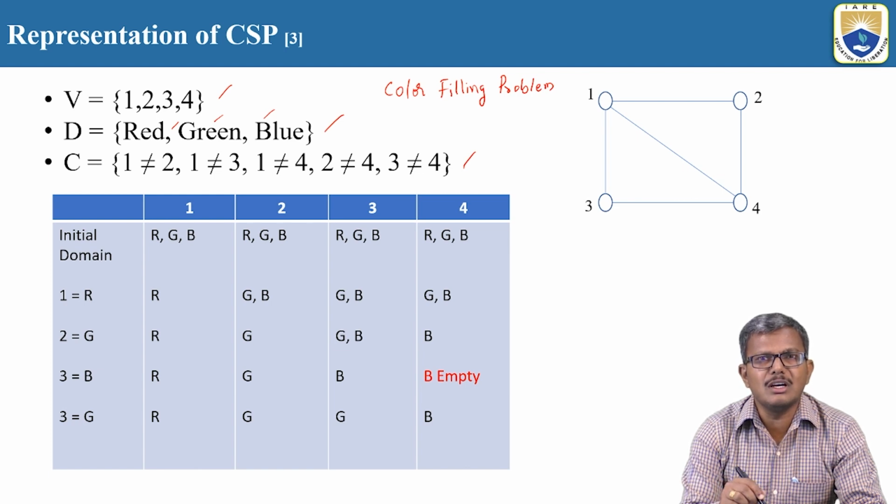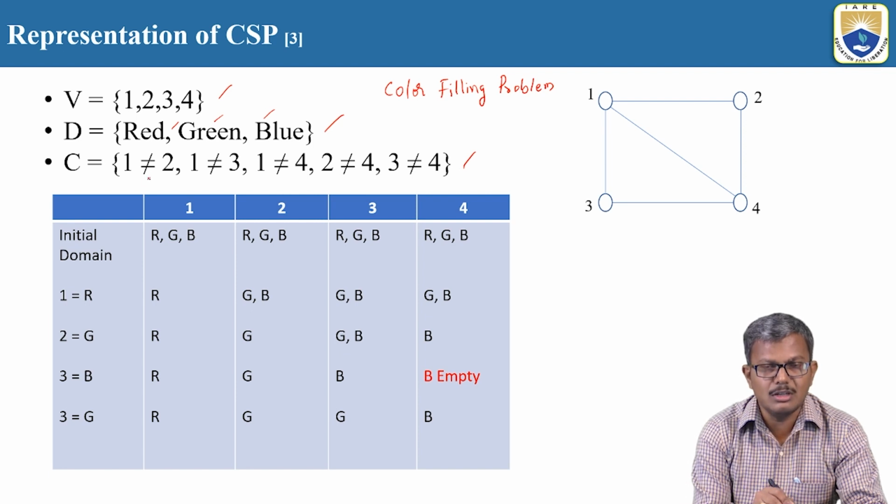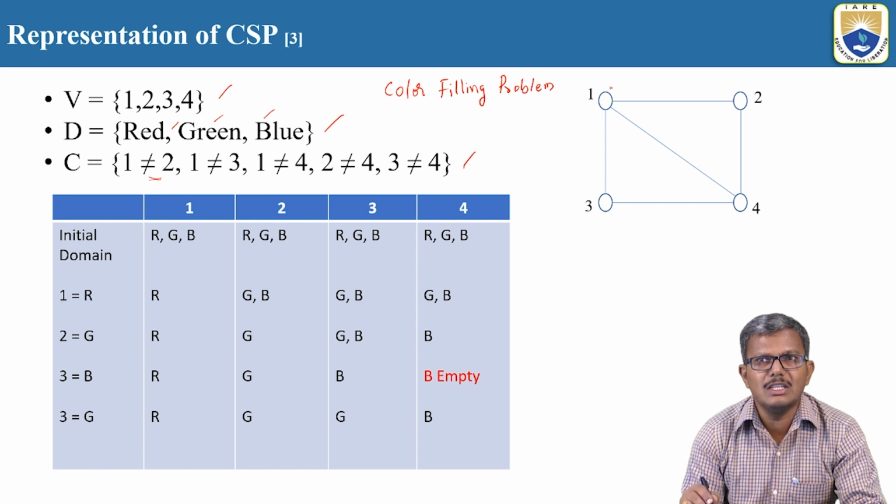But while filling the colors, there are certain conditions for us. What are those conditions? 1 not equal to 2. So what does it mean? Whatever color you are filling in circle 1 should not be the same as the color in circle 2. For example, if I fill circle 1 with red color, I should not fill circle 2 with red color. Why? Because 1 should not be equal to 2.